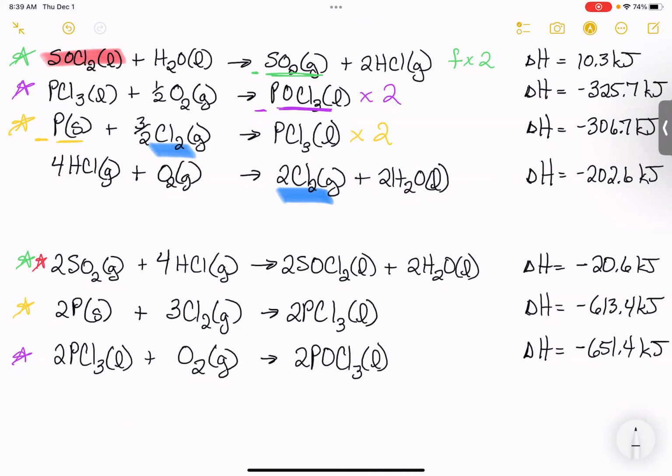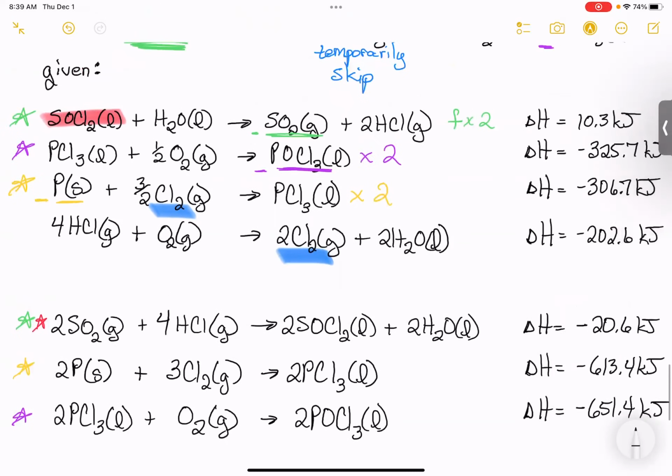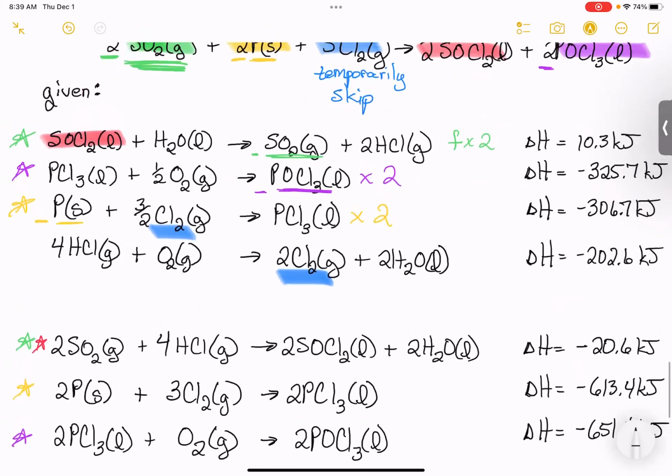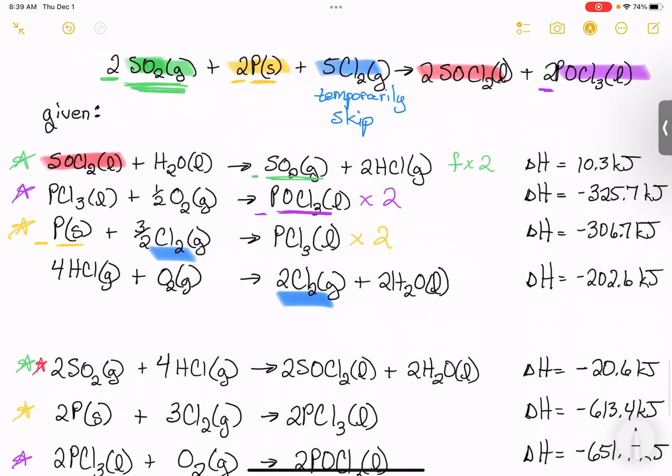Okay, so what I did is I've walked through the target equation, but I still have reactions left over. When you've walked through the target equation and you still have reactions left over, that means that you're going to be using that reaction to get rid of some stuff, probably. A lot of times that means you got to get rid of some stuff.